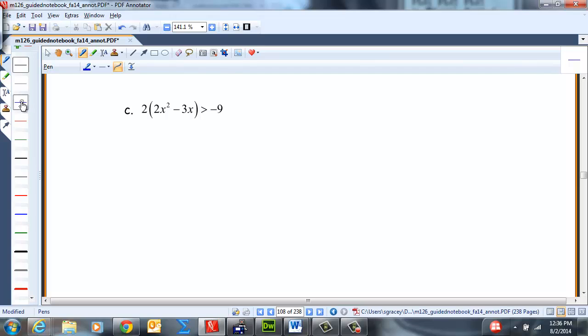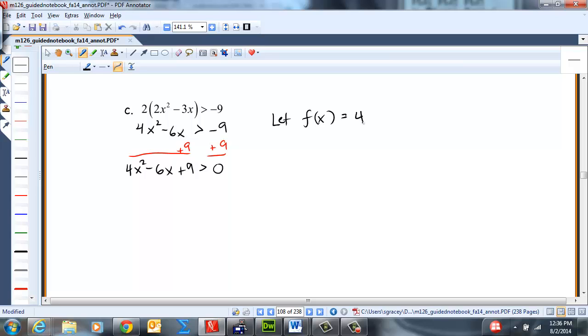So again, I want to get this in standard form. So I'm going to work with this inequality. If I distribute the 2 through, I'll get 4x squared minus 6x is greater than negative 9. And if I add 9 to both sides, I will have 4x squared minus 6x plus 9 is greater than 0. So we're going to let f at x equal to 4x squared minus 6x plus 9.